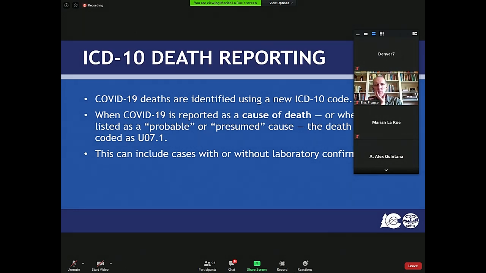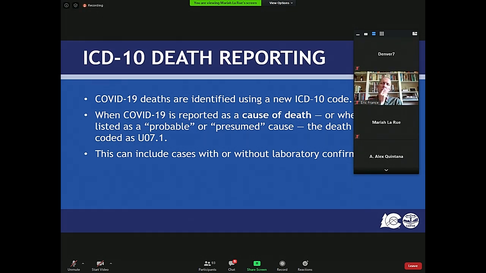And so all of that rich text information, again, is distilled by the CDC. We provide them that information, they process that, and then they return that back to us, and we incorporate that into our own statistical analyses here for Colorado. The code that you will end up seeing in a variety of statistical reports that is assigned for coronavirus disease or COVID-19 is U07.1.